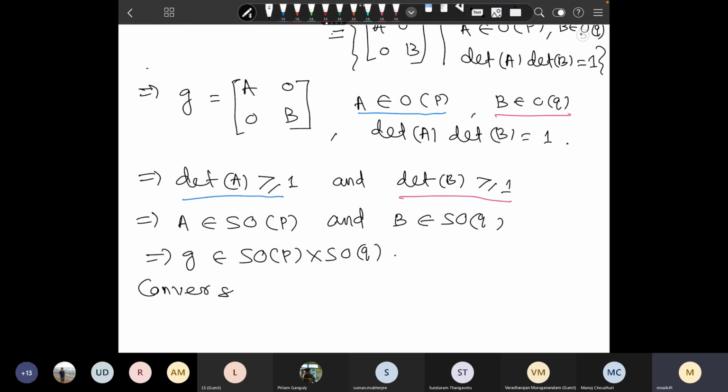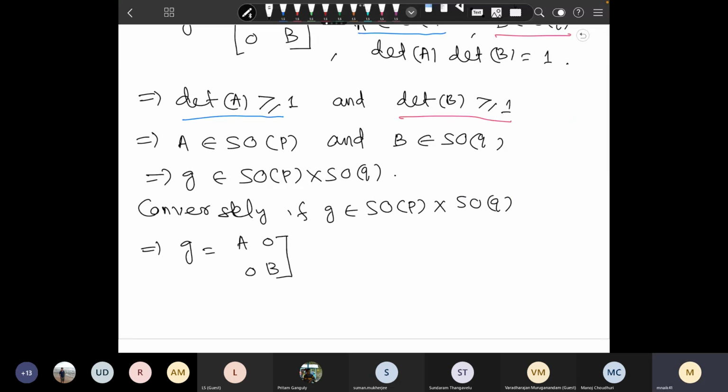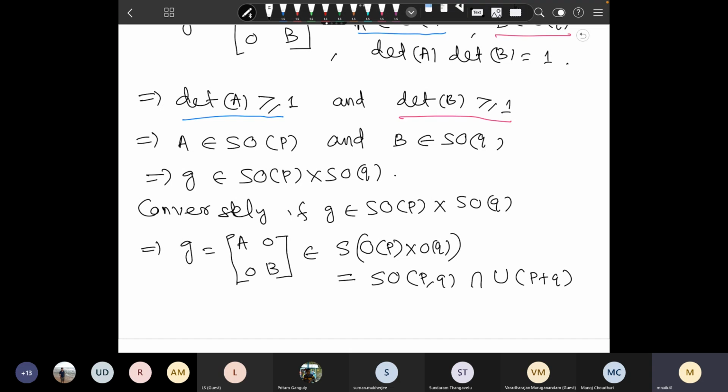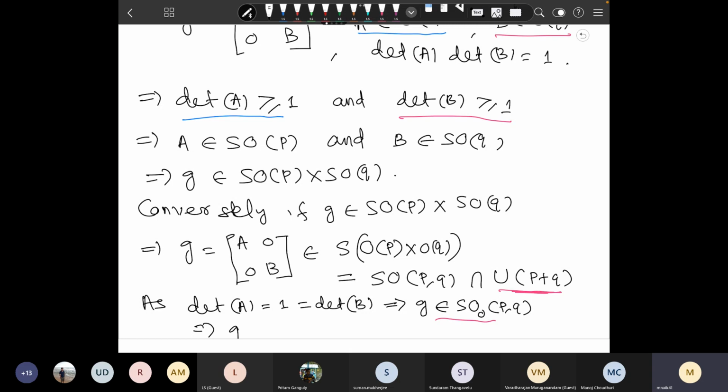Conversely, if g belongs to SOP cross SOQ, then g will be of this form A 0, 0 B. By definition this belongs to SOP cross OQ, which is equal to SOP comma Q intersection UP plus Q. Now, as the determinant of A is equal to 1 and equal to the determinant of B, this implies g was already in SOP comma Q, so g will be in SO naught P comma Q. Now g belongs to SO naught P comma Q, and this was already in UP plus Q.